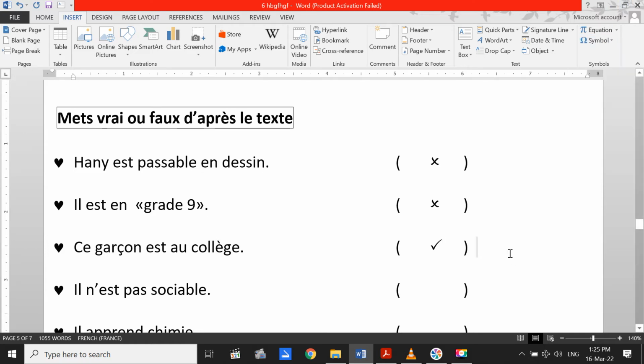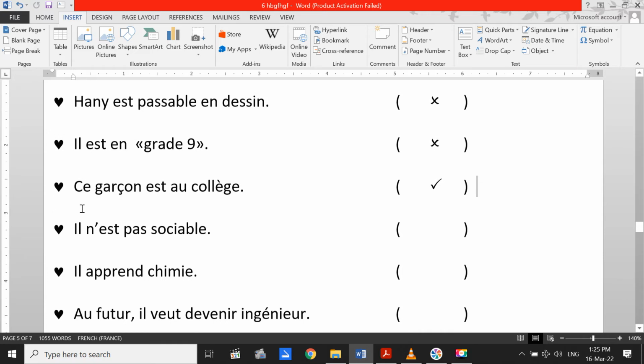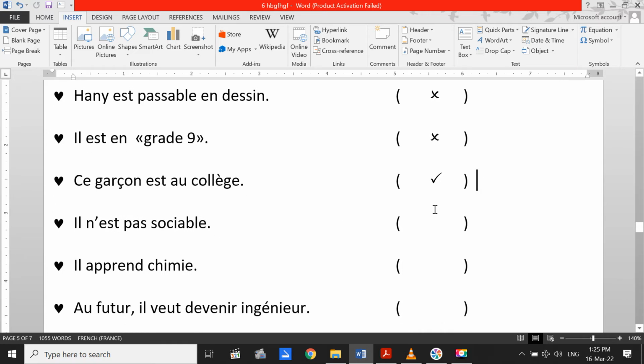The word high school, okay, lycée. Lycée means the high school, the secondary school. And the primary school, let's write it primaire. Okay, primaire means primary school or elementary school. And maternelle, let's write it. Maternelle. Okay, maternelle means the kindergarten. Ce garçon est au collège, etc.